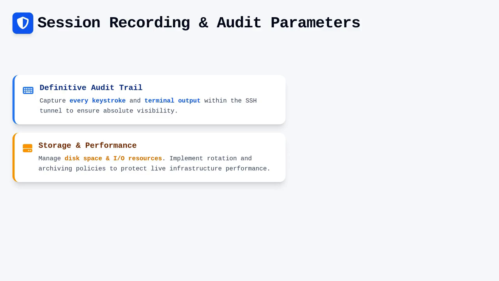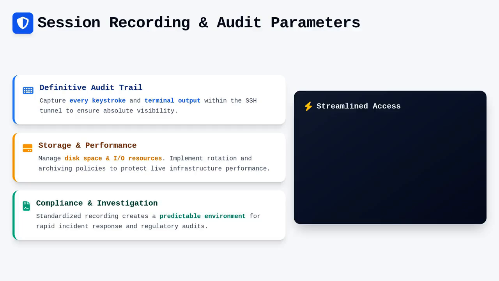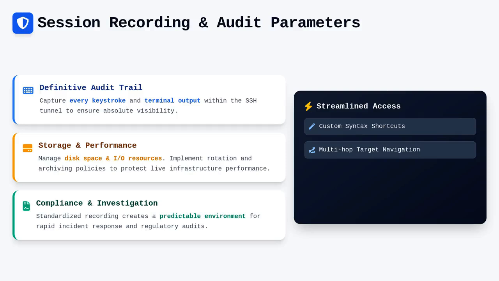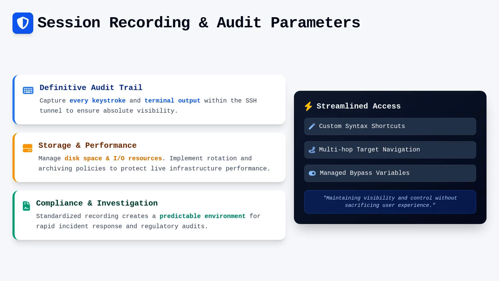I recommend organizing your storage architecture to account for retention policies, ensuring that logs are rotated or archived before they impact the performance of the live platform infrastructure. Furthermore, you can supplement these logs by integrating custom syntax shortcuts that provide a more intuitive interface for users when establishing connections to complex, multi-hop targets. These shortcuts, along with managed bypass variables, allow you to streamline the user experience while still enforcing the mandatory proxy path, thereby maintaining visibility and control even for the most complex access requirements.